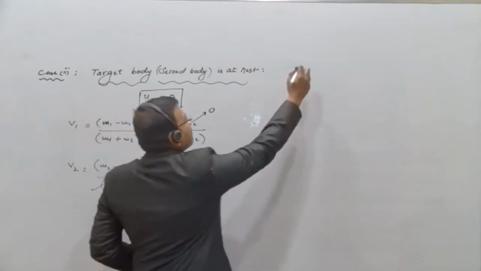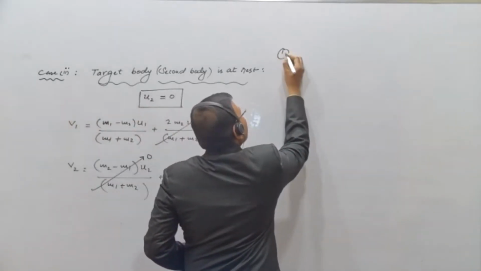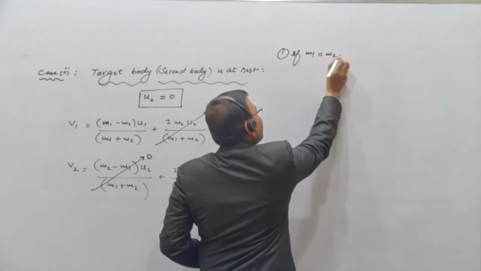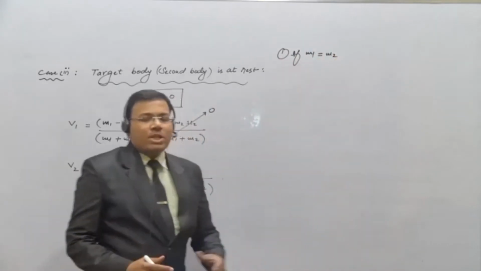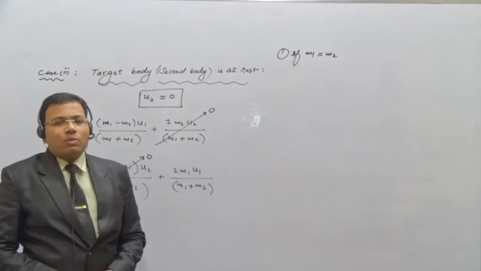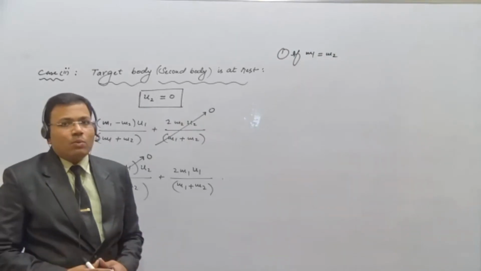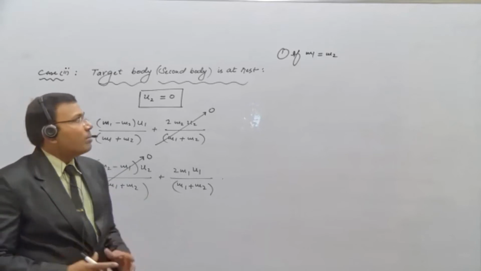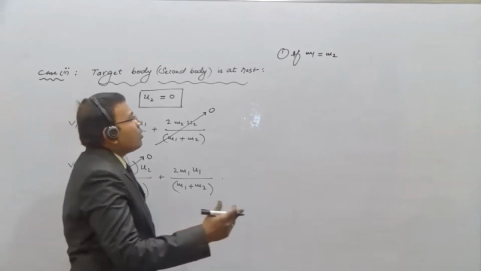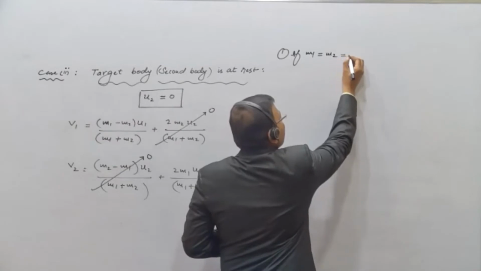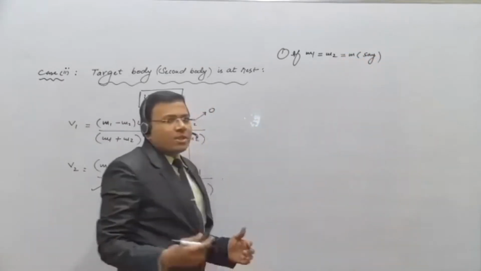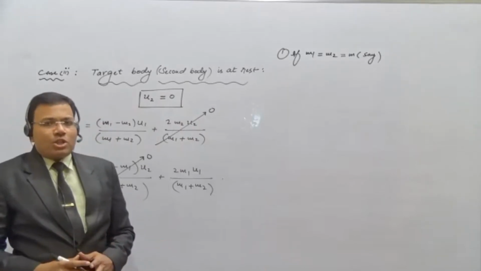The first one, if m1 is equal to m2. What do you mean by m1 is equal to m2? The masses are equal. चलिए बेटा हम देखते हैं मासेस इक्वल है तो क्या क्या हो रहा है, हमारे को क्या मिल रहा है. तो अगर मासेस इक्वल है तो let us see each mass is equal to m. This is what we are considering, say m1 is equal to m2 is equal to m kg of mass.